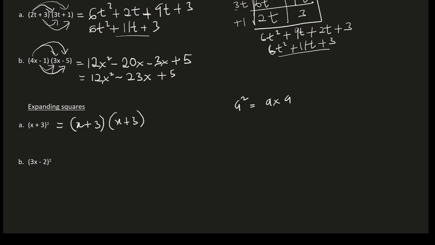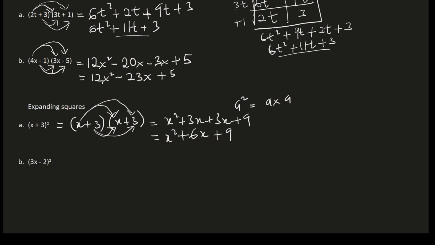To do this, it's either using the box method or you can just go x times x, which gives me x squared, and then x times 3, which gives me plus 3x, then 3 times x, that gives me 3x, and then 3 times 3, that gives me 9. So to simplify this, I have x squared plus 6x plus 9.